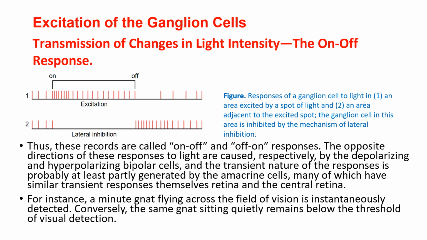Retina and the central retina. For instance, a minute gnat flying across the field of vision is instantaneously detected. Conversely, the same gnat sitting quietly remains below the threshold of visual detection.